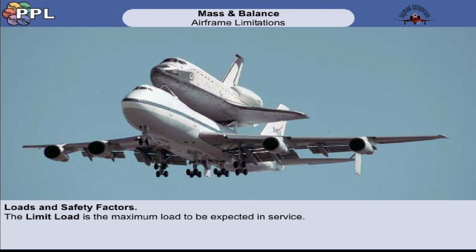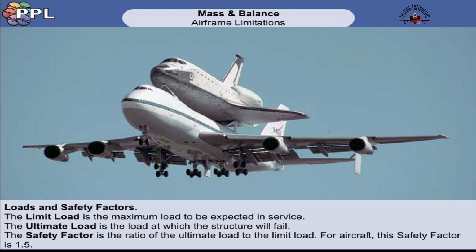The limit load is the maximum load to be expected in service. The ultimate load is the load at which the structure will fail. The safety factor is the ratio of the ultimate load to the limit load. For aircraft structures, the safety factor is 1.5.